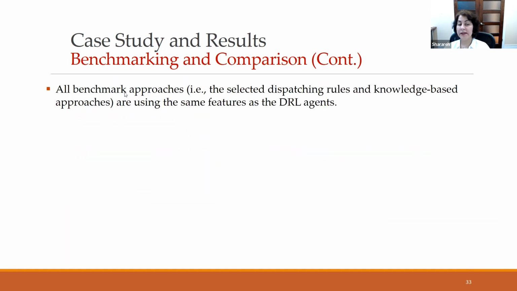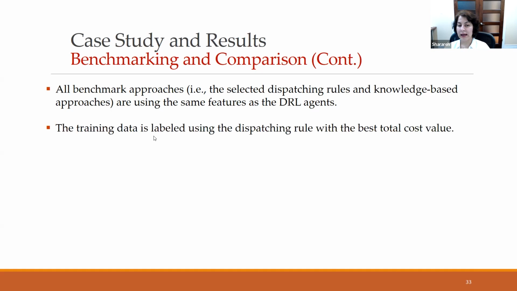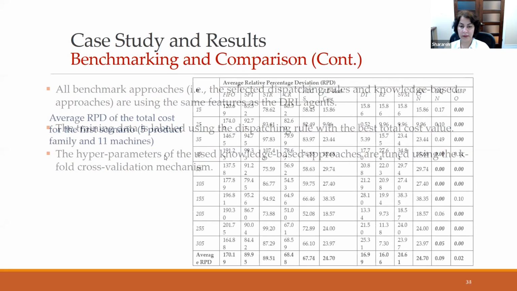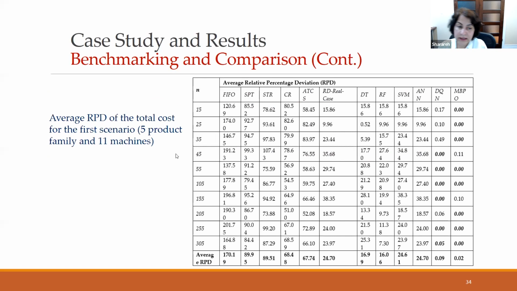And for all benchmark approaches, which include dispatching rules and the knowledge-based approach, the same features as the DRL agent have been used. The training data is labeled using the dispatching rule with the best total cost value. And the hyperparameters of the knowledge-based approach were also tuned using the k-fold cross-validation mechanism. And here are the results that we obtained.